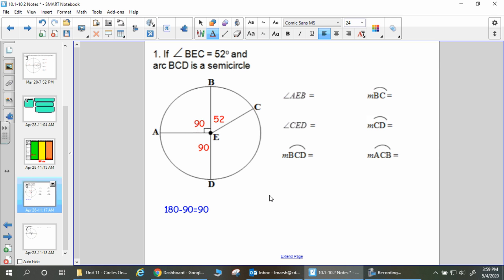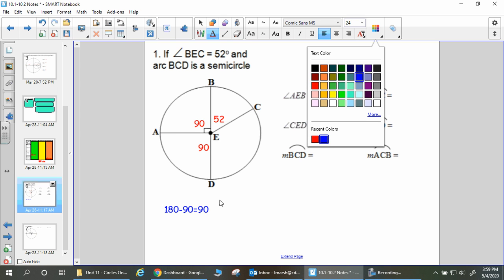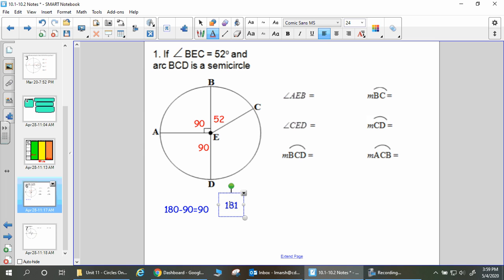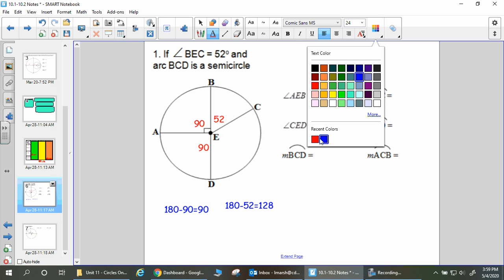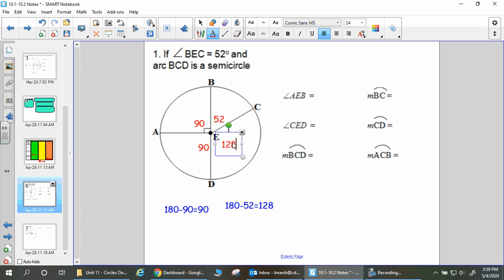I can basically take the same approach on the right side of my circle. I can say, okay, well, I know that the right side of my circle is 180. I can subtract the 52 that I already have. And so this is going to be 128. And so that 128 is going to be this angle. Okay, so now I've filled in all my pie pieces.